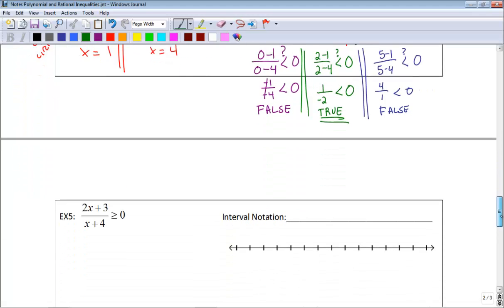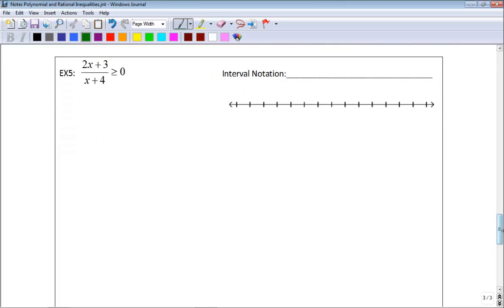Let's do the next example, example 5. Same thing. Do I have my rational expression on one side, all as a single fraction, and 0 on the other side? I do. So then I set the numerator equal to 0 and I solve. So 2x plus 3 equals 0. Solving, I get that x is equal to negative 3 over 2. And since I'm putting this on a number line, I'm going to write it as negative 1.5 just to make it a little easier.